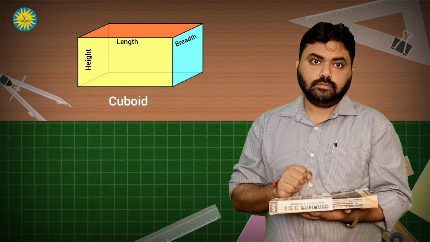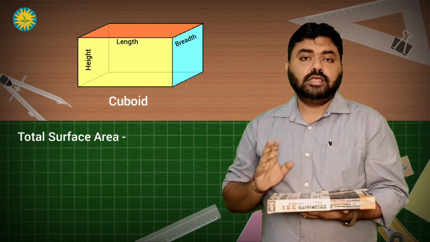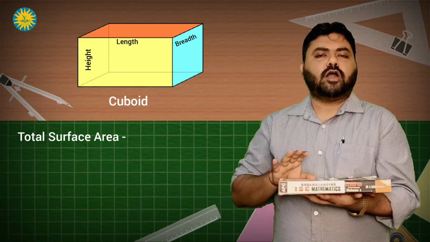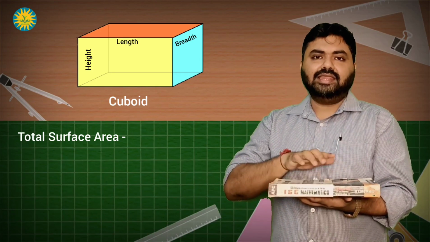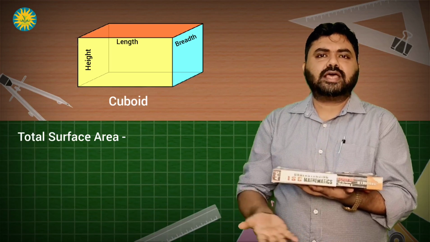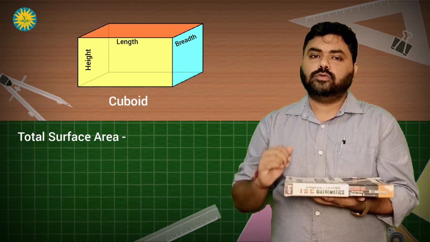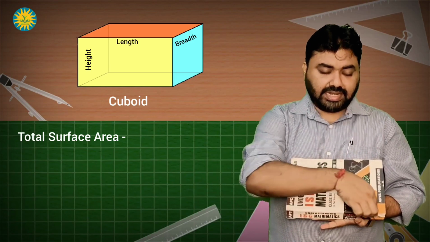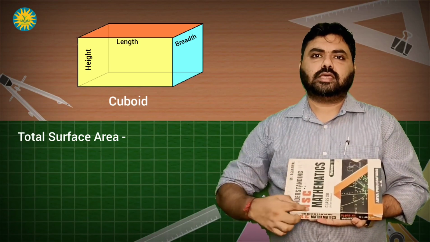Now, the total surface area. The total surface area means these 4 surfaces, that is the curved surface, plus the area of the top surface as well as the bottom surface. Now how will we calculate the area of this top surface? We know this is the length and this is the breadth of the rectangle.